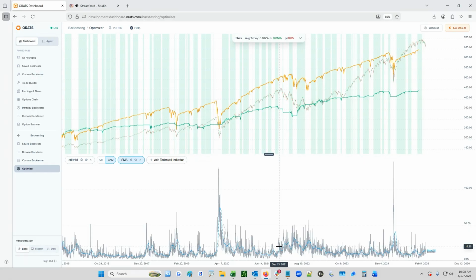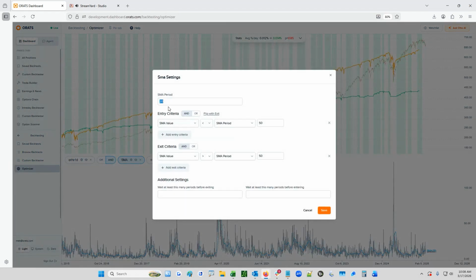And then with that data, we have some moving averages. So we could say, hey, we want to enter a strategy. We want to get into the market when the 20-day SMA value is less than the 50-day SMA value. Okay, so that's what's going on. And we exit when the opposite is true.